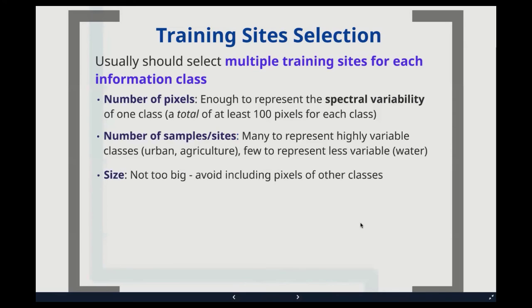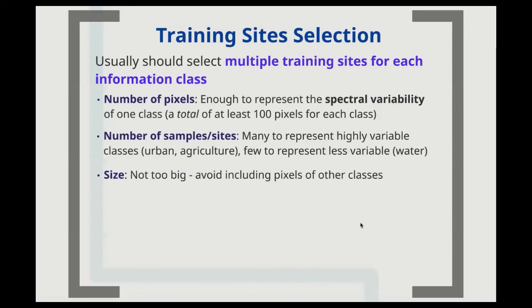Size, what I recommend is not too big because we're already doing multiple places. So each one, you don't want to be too big because if you're too big, you will be in danger of including irrelevant pixels. For example, in a river area, if you draw too big a polygon, maybe you will include the surrounding wetland or maybe the beach area, which are all not part of the water.